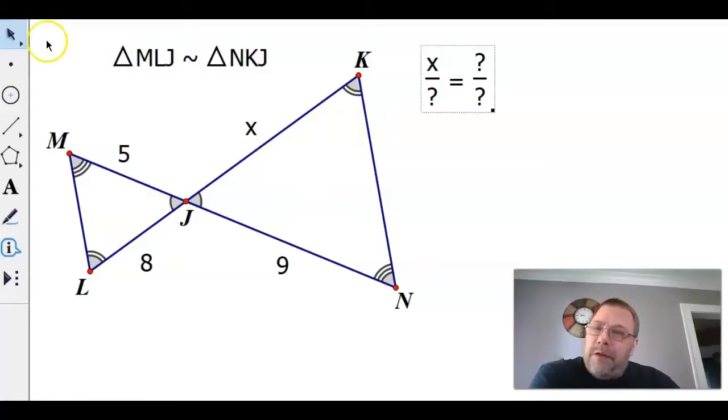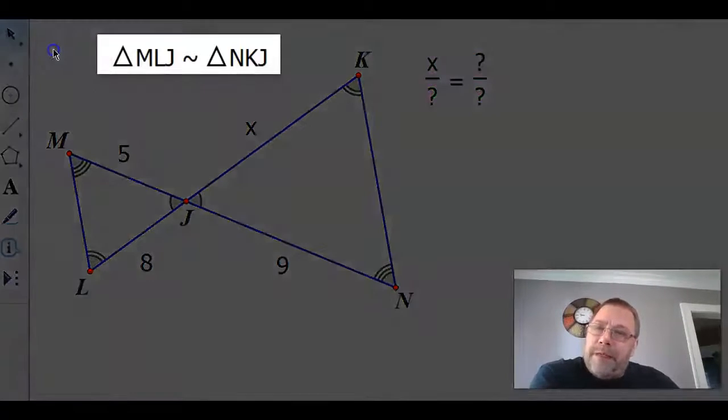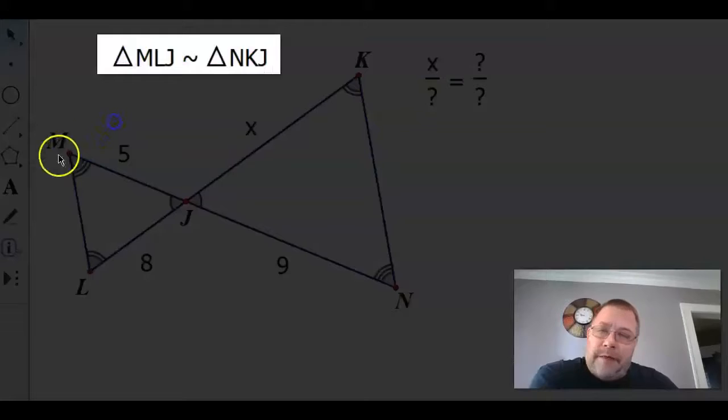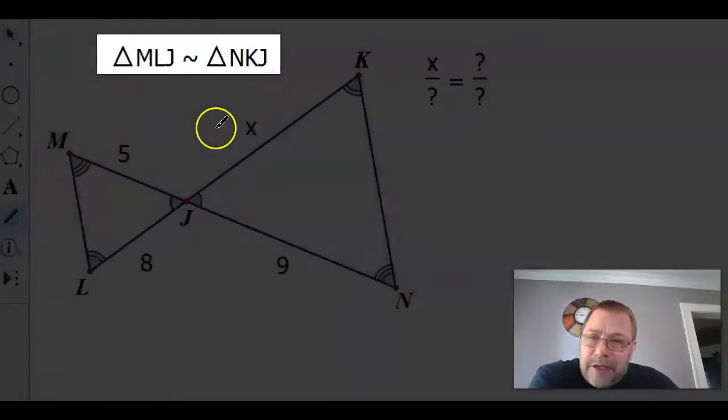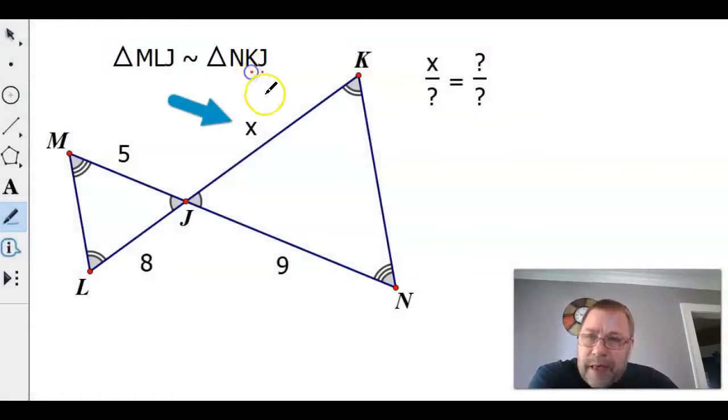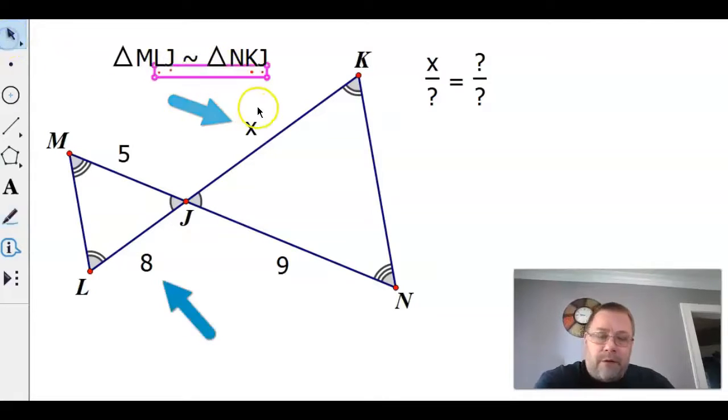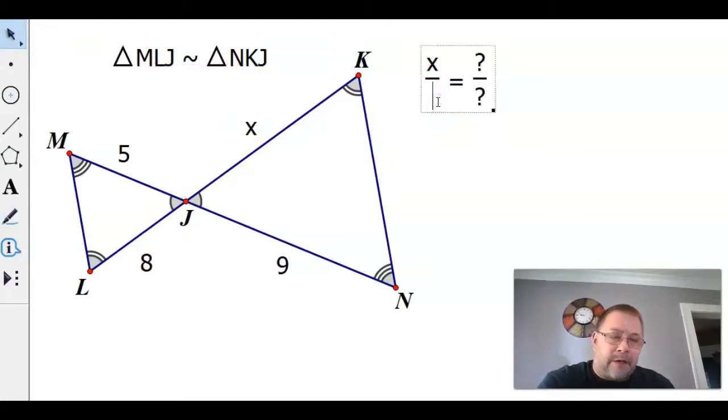The simplest thing to do, so you never make a mistake here, guys, is use the statement. So if I look at the statement, I see JK is the second and the third letter, and I'm looking at JL, the second and the third letter. Now, if you look down at the picture, you see JL is the 8, so that x is going to go with the 8.